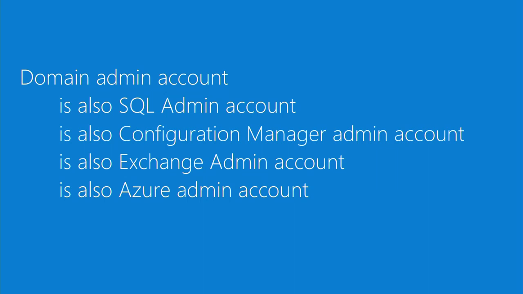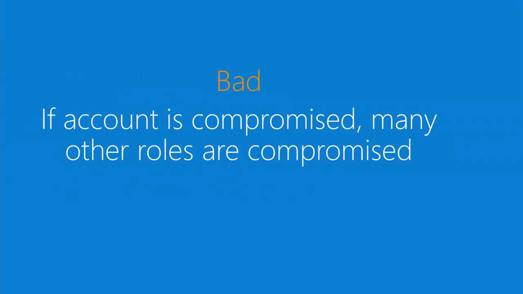The better way of doing this is to have a separate account for each different thing that needs to be done. Again, it's a lot more work. But the reason is that if Frank's account gets compromised, all of those other roles are compromised. And you don't want to have Frank's account get compromised and think, oh gosh, Exchange is vulnerable, this is vulnerable, that's vulnerable, that's vulnerable.